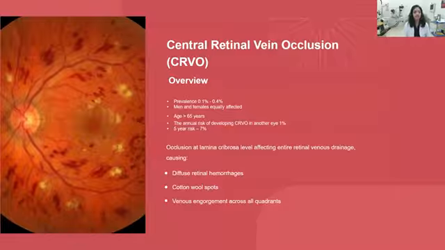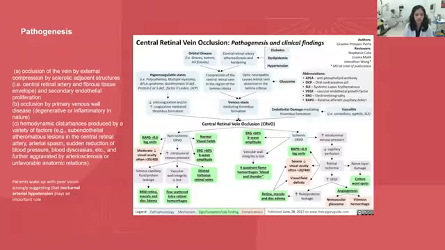So what is the pathogenesis? There are three primary mechanisms. There is occlusion of the vein by external compression due to sclerotic adjacent structures. Occlusion by primary venous wall disease, which can be either degenerative or inflammatory, or any kind of hemodynamic disturbance produced by a variety of factors such as arterial spasm, blood dyscrasia, etc. Another important part in the pathogenesis is nocturnal arterial hypotension. Some patients wake up with poor vision, which strongly suggests that this can play an important role.